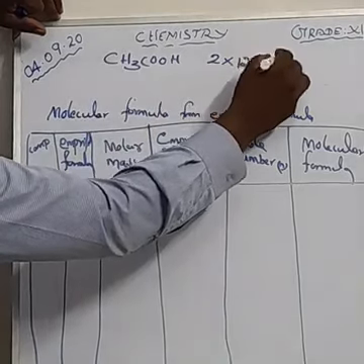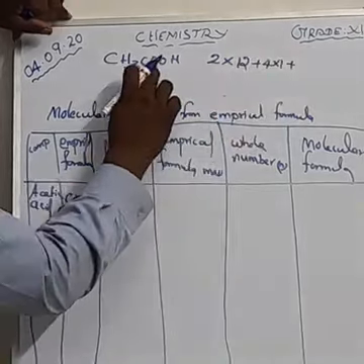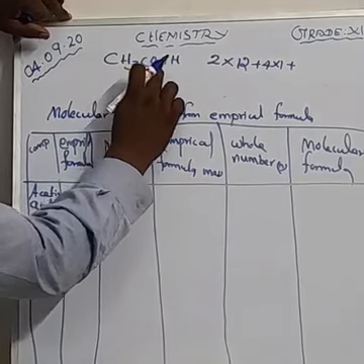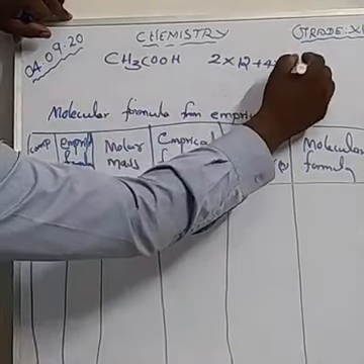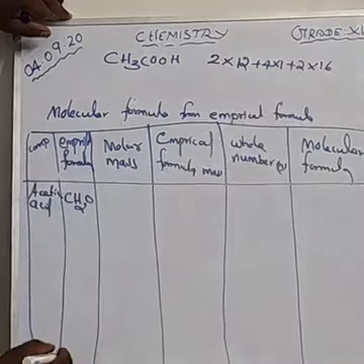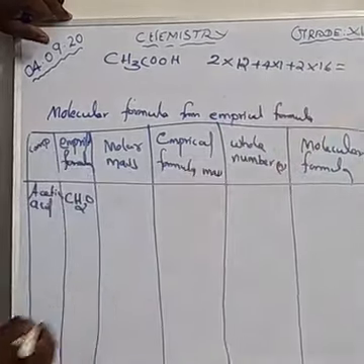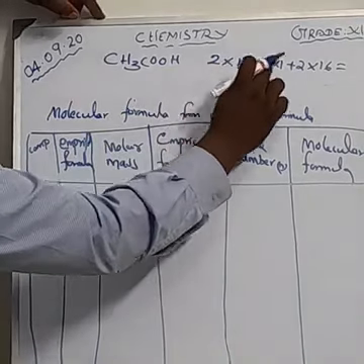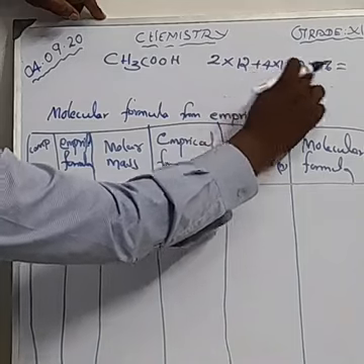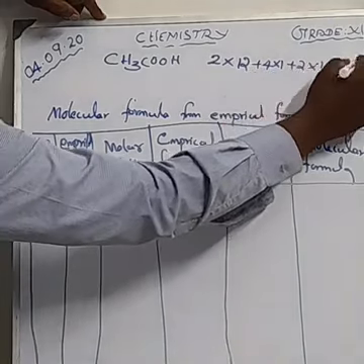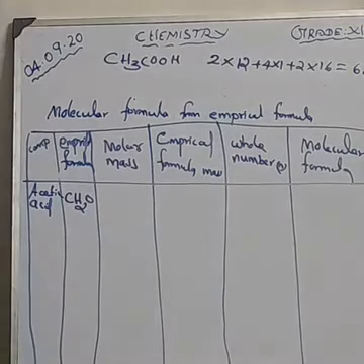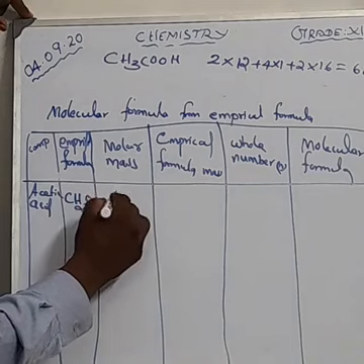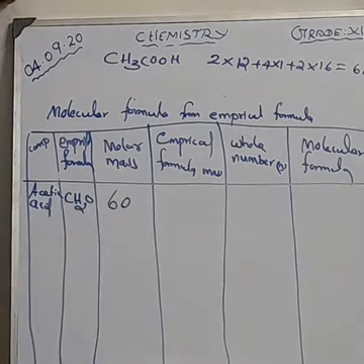So 4 into 1, plus oxygen. One oxygen atomic mass is 16, so 2 into 16. 2 into 12 is 24, 24 plus 4 is 28, 28 plus 32 is 60. Clear? So the molar mass of acetic acid is 60. Clear? Next one, empirical formula mass.